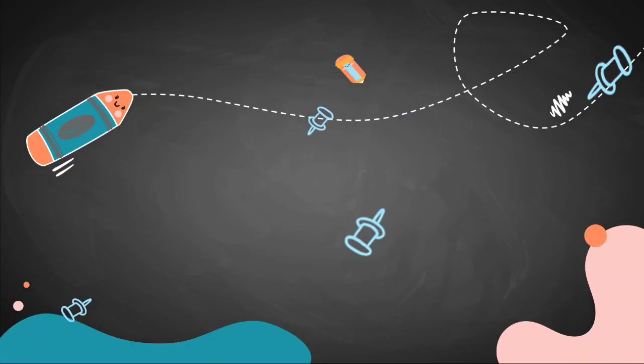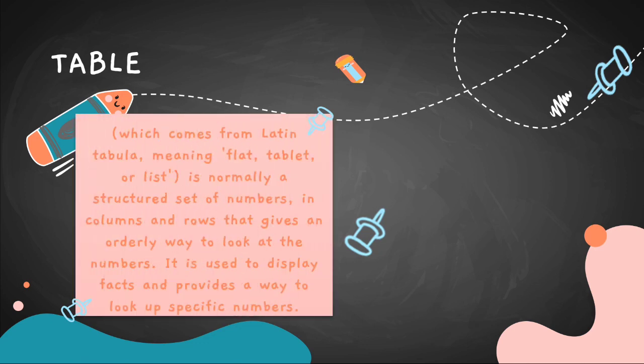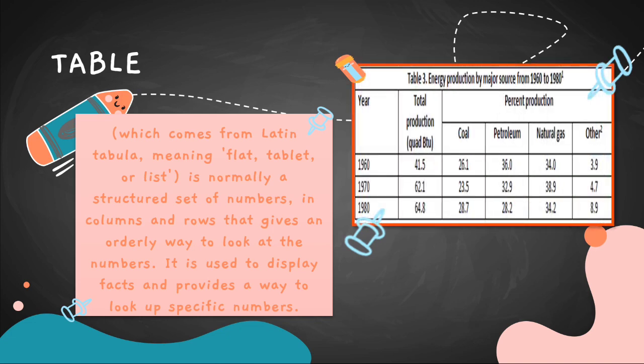For us to have a better understanding of how a visual-verbal relationship is commonly illustrated, we will focus on this set of examples. Let us start with tables. What is a table? A table comes from the Latin word tabula, meaning flat, table, or list. It is normally a structured set of numbers in columns and rows that give an orderly way to look at the numbers. It is used to display facts and provides a way to look up specific numbers.